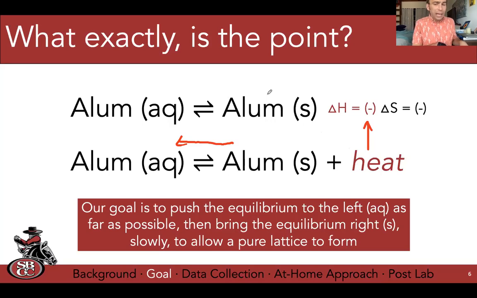So the goal is to make our solution such that at room temperature, there's more alum than should be in solution, but then drive it into solution with heat and then control the descent back to solid form, knowing that because we have the concentration set at a place where it's going to want to crash out, we're going to attempt to do it in a very controlled way, so that our pure lattice can start to form and our alum can start to build this big crystal structure rather than just having this powdered precipitate.